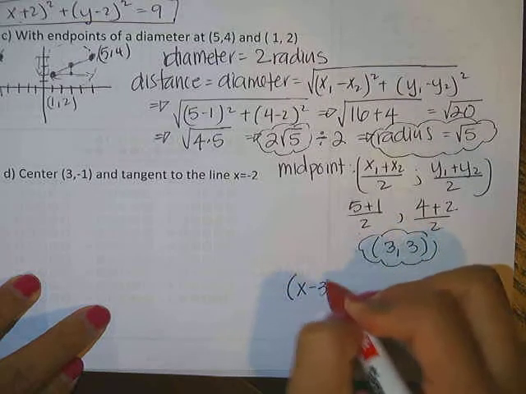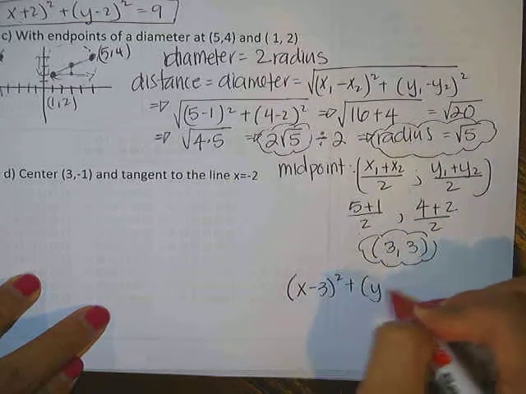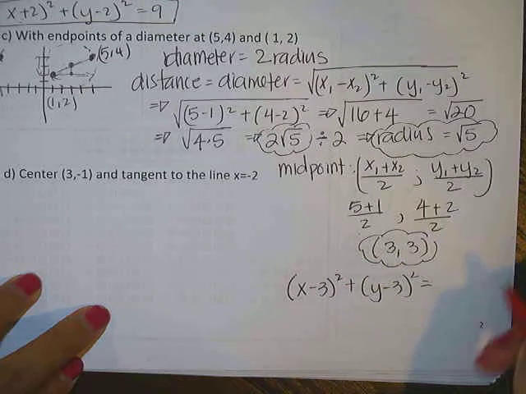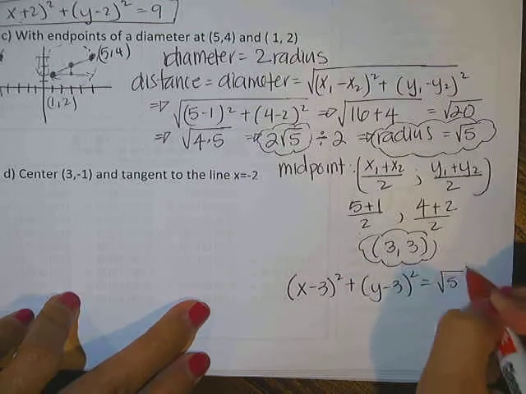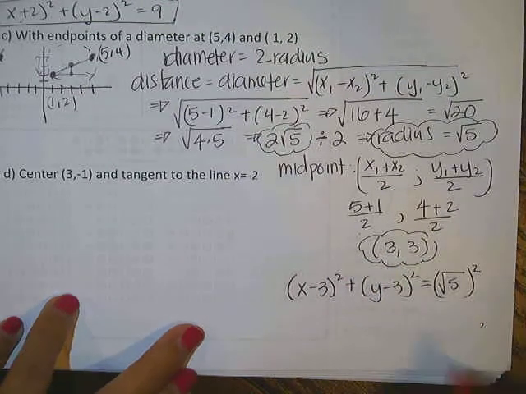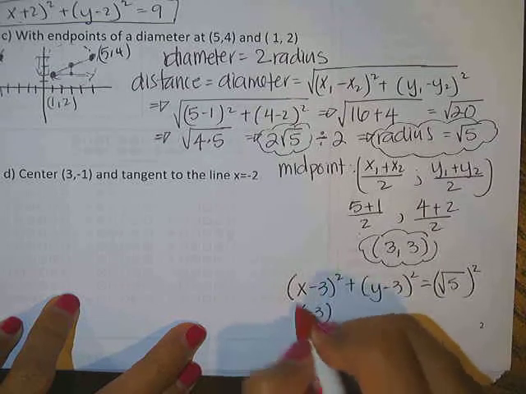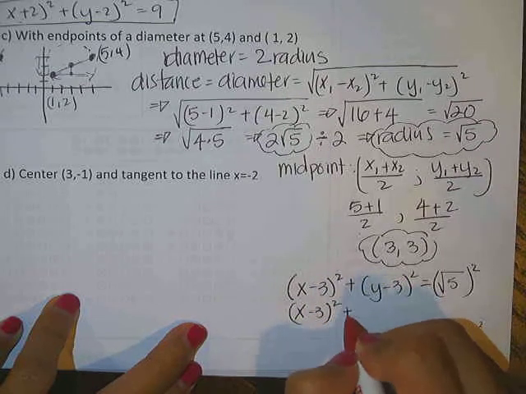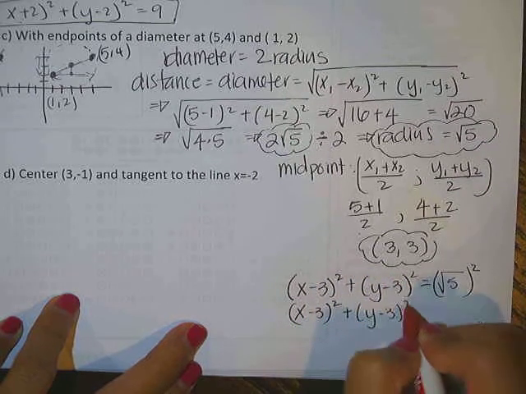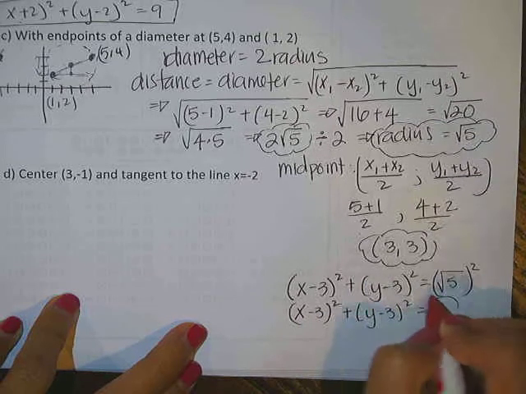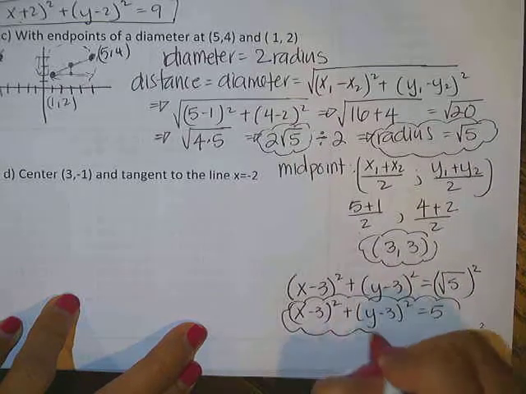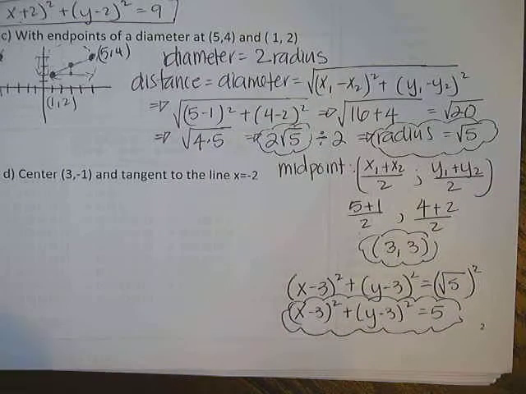x minus 3 squared plus y minus 3 squared equals radius squared. My radius is root 5 and I'm going to square that. Okay, so now I just have to take it out of the radical. So (x minus 3) squared plus (y minus 3) squared equals 5. And this is my final answer for the circle.